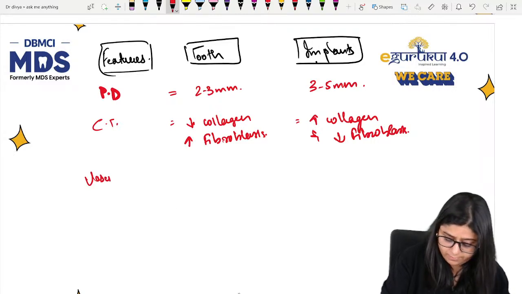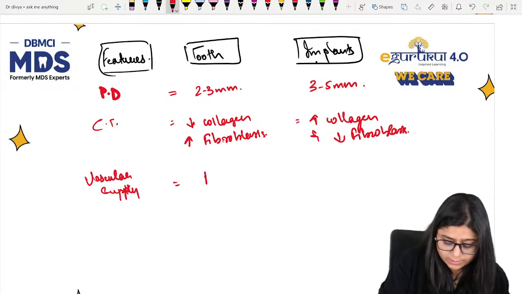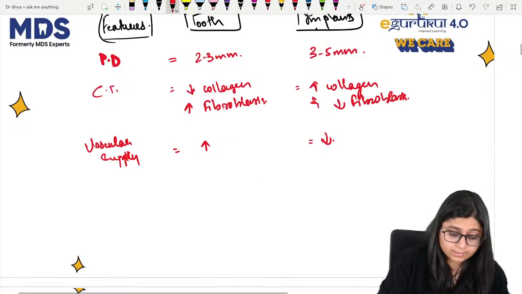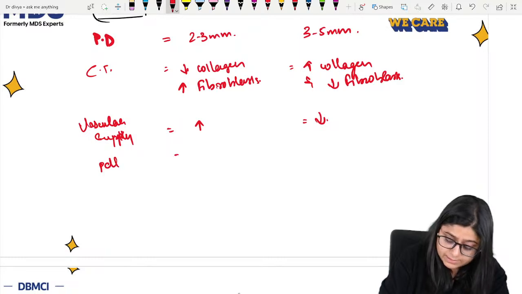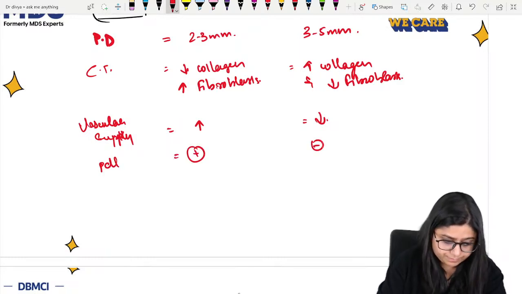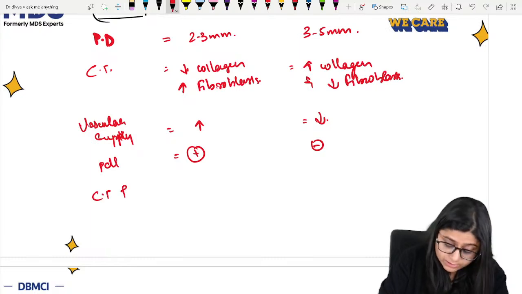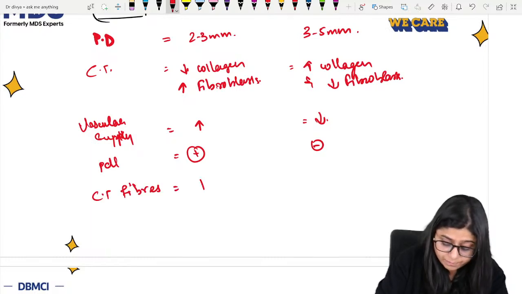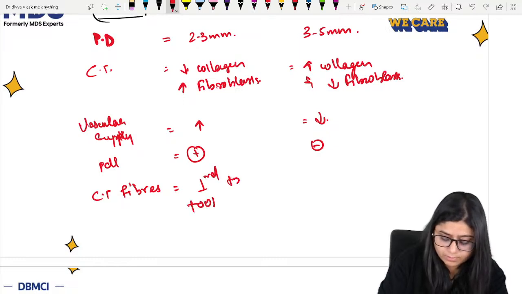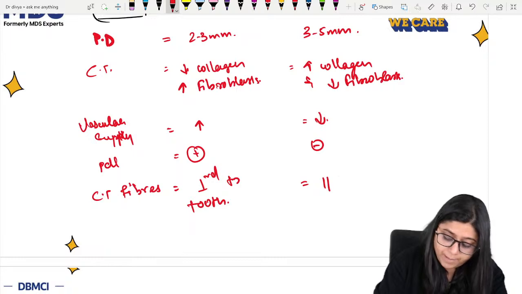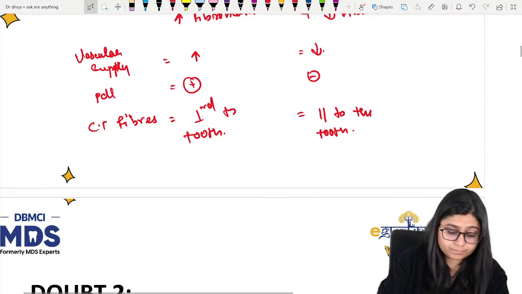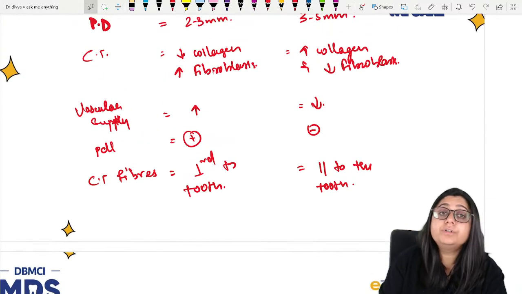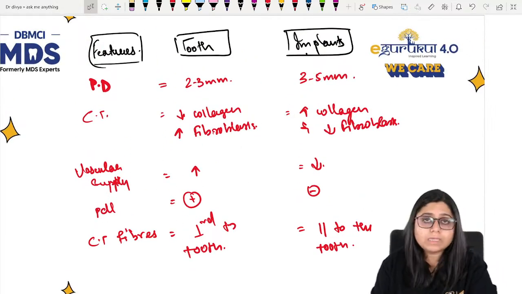The vascular supply. The vascular supply in case of tooth is more and it is less in case of implants. Okay, it is less compared to that of natural tooth. Here the PDL is present, here it is absent. The connective tissue fibers or the gingival fibers here are arranged perpendicular to the tooth. And here they are parallel to the tooth. Okay, so these are the few differences which you will see between the tooth and the dental implants.